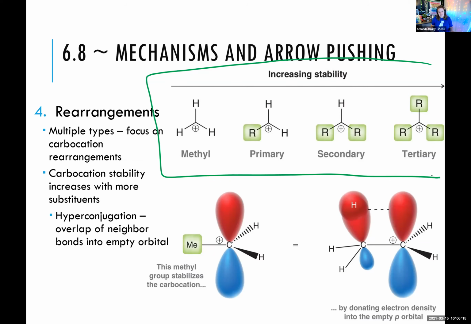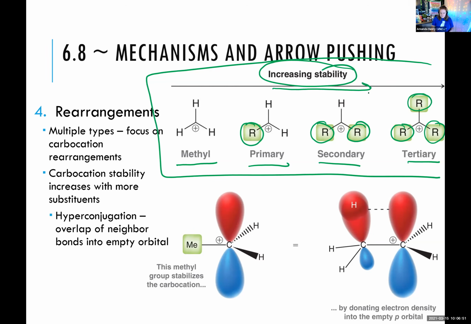But what it's going to entail is looking at carbocation stability. When we have more carbon groups bonded to a positively charged carbon, it's going to be more stable. So we have a methyl carbocation, primary, secondary, and tertiary. Look at how we're defining whether it's primary, secondary, or tertiary. It's how many carbon groups are bonded to that carbocation. If it has 1 carbon bonded to it, it's primary, 2 is secondary, and 3 is tertiary. Stability is increasing as we increase those groups.